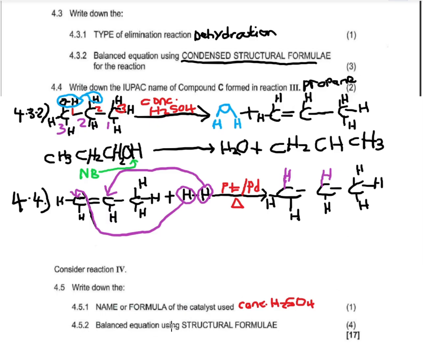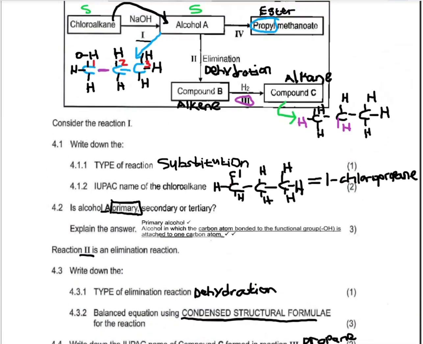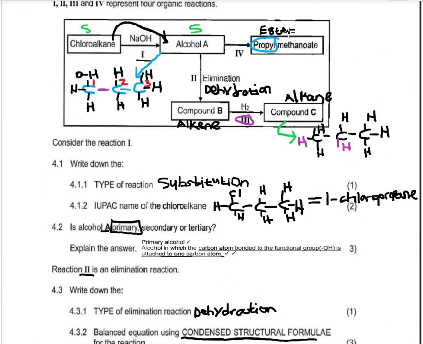They want a balanced equation using the structural formula of this reaction here. Remember, we are looking at reaction 4, which is from an alcohol to an ester. Now this alcohol is propanol. Propanol is going to react with the ethanoic acid. But do we know the ethanoic acid?